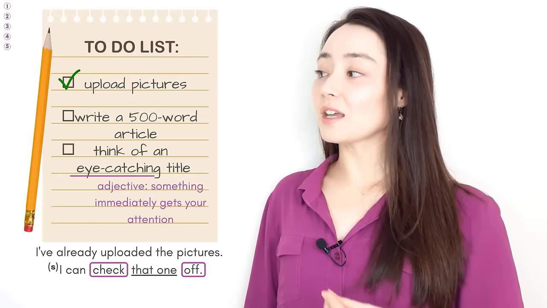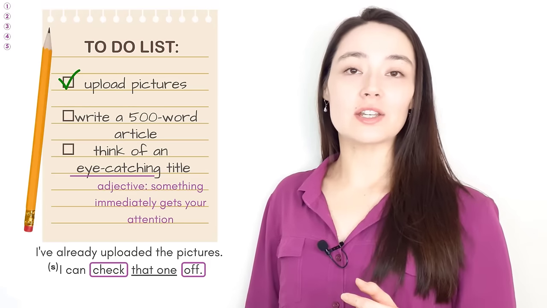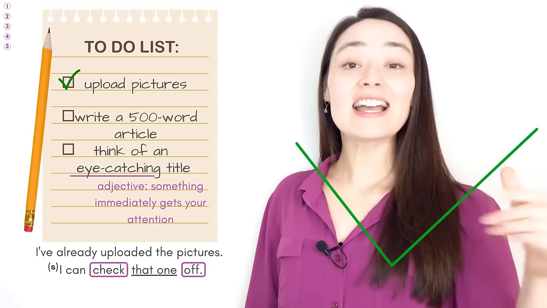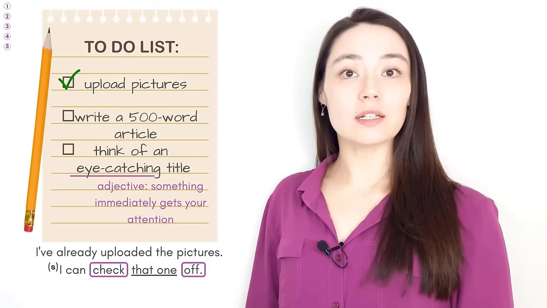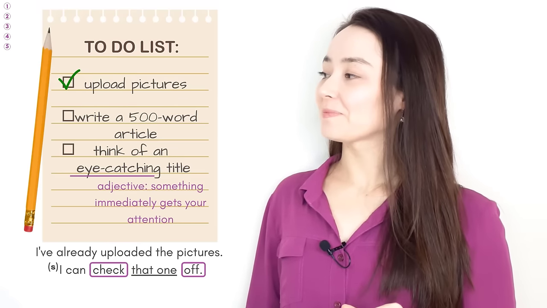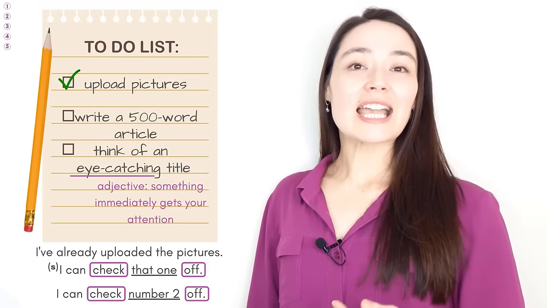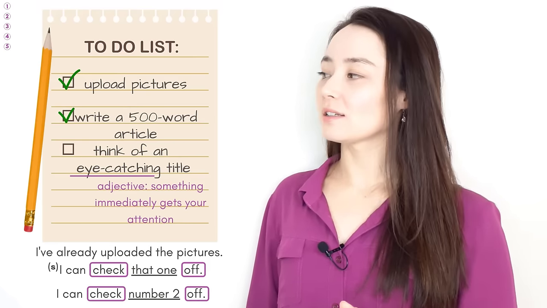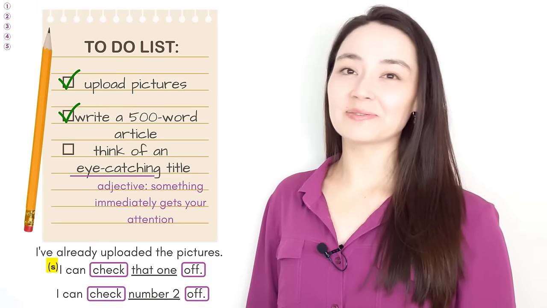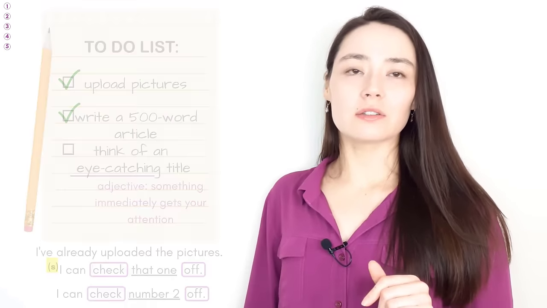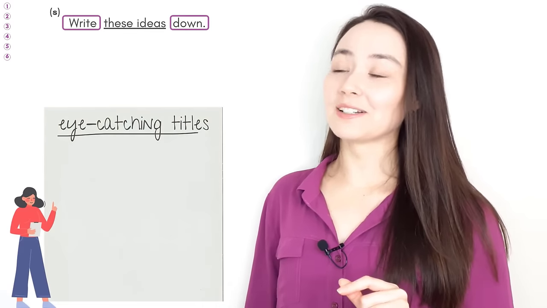Check something off. Definition, you write a check mark next to something you've completed on a list. I've already written the 500-word article. I can check number 2 off. Notice the S. Okay, I still need to think of an eye-catching title. Assistant, write these ideas down.